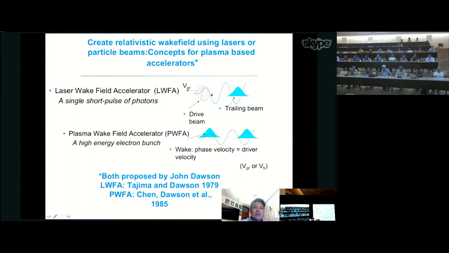And in both cases, the laser pulse is a bullet optimally, which means that its pulse length is half a plasma period, and its spot size should be matched roughly to the plasma wavelength. And the particle beam as well needs to be very short compared to the wavelength. So you want it to be very short. So John Dawson proposed these ideas in a paper by Tajima and Dawson in '79, and then Chen, Dawson et al. in 1985.